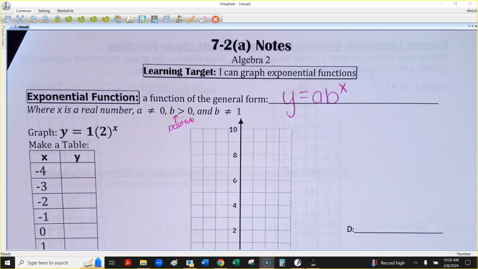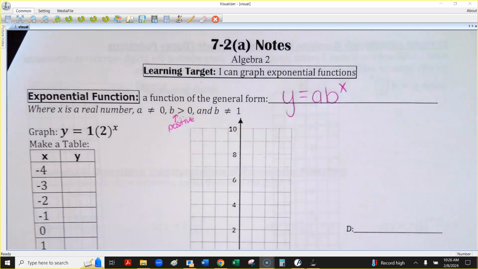And b cannot be 1, because if b was 1, 1 to any power is 1. And so again, if we plugged in 1 for b, it would be a line. It can be smaller than 1, but it can't be equal to 1. So here's what we are going to graph.